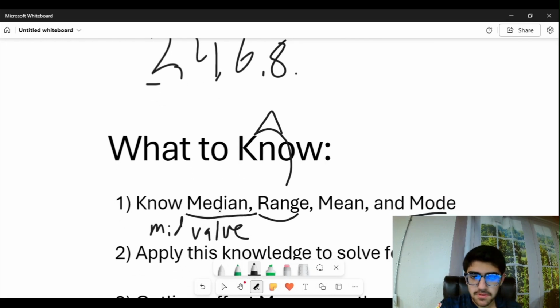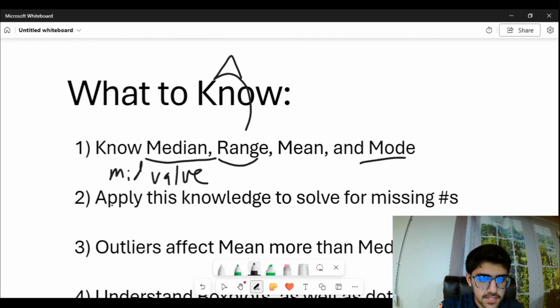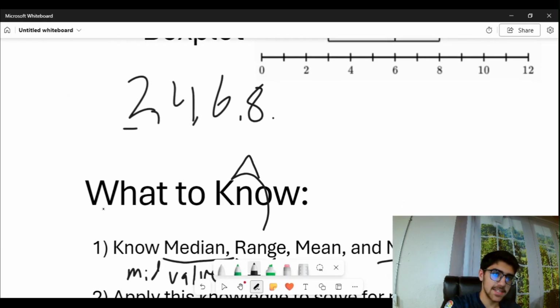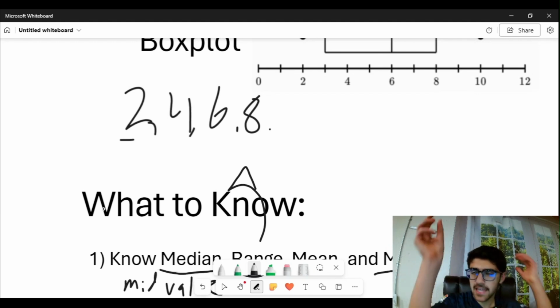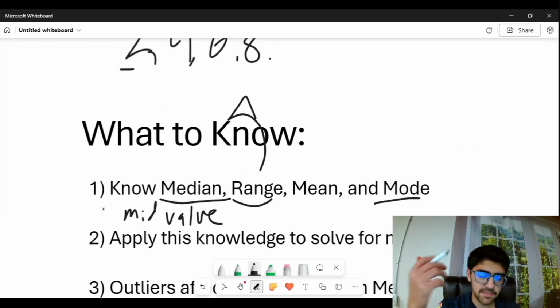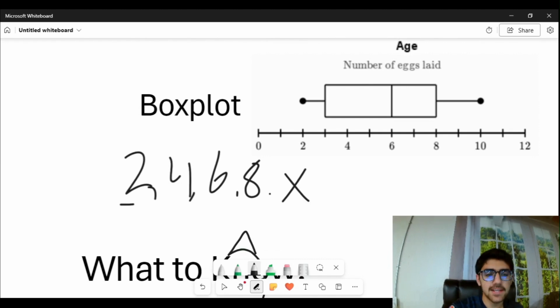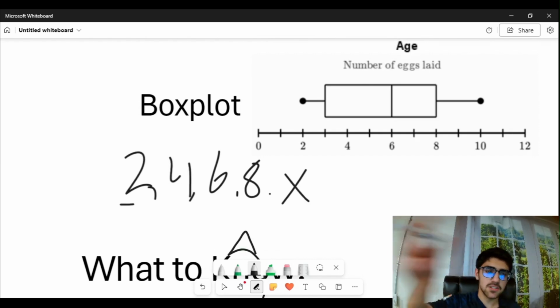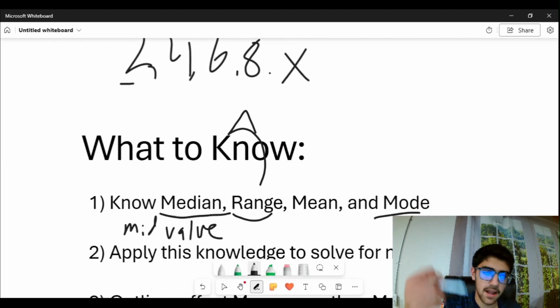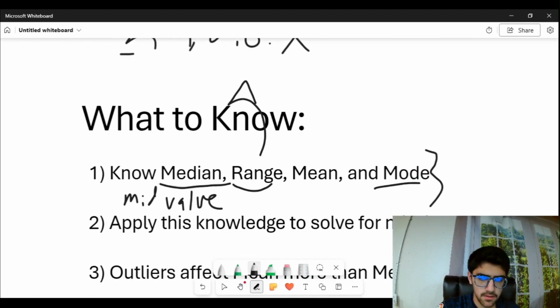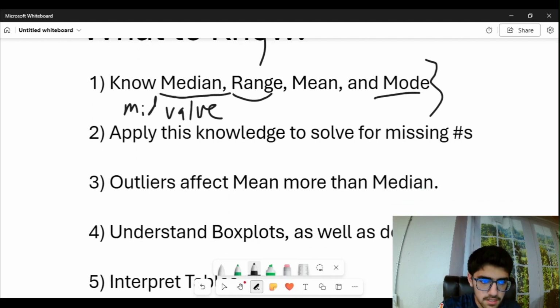So that's it: median, range, mean, mode. It's good to know. You just need to know how to apply this knowledge to solve for the missing numbers. Sometimes it's just going to give you a data set like that, or you have to interpret a table or something like that. It's going to say find the median, find the range. Sometimes they're going to ask you to apply the knowledge. They're going to give you a data set like 2, 4, 6, comma x. Then it's going to tell you the mean is this. What is the value of x? Then you have to use the knowledge of the definition of these to solve for the missing value.